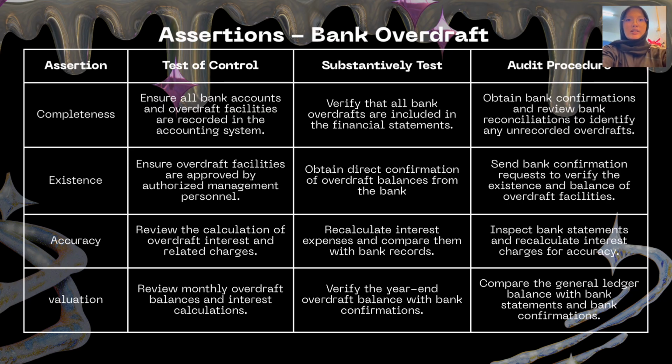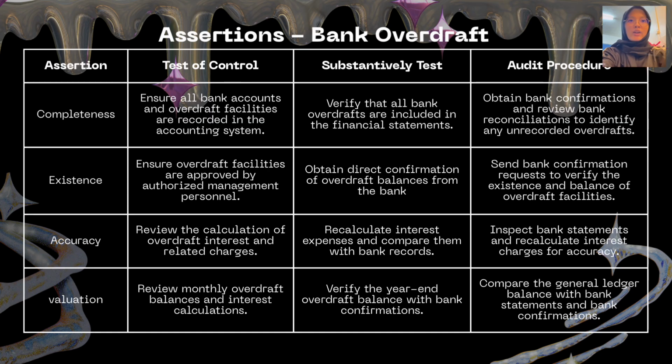Alright, next is accuracy. The purpose of this assertion is to ensure that the overdraft balance, interest expense, and any related bank charges are recorded correctly. Even if the overdraft exists, it will still be incorrect if the recorded amount or interest calculation is inaccurate. For the test of control, the auditor reviews how management calculates overdraft interest and related charges before they are recorded. For the substantive test, the auditor independently recalculates the interest expenses and compares them with the bank record. The audit procedure includes inspecting the bank statement and recalculating the interest charge using the interest rate stated by the bank.